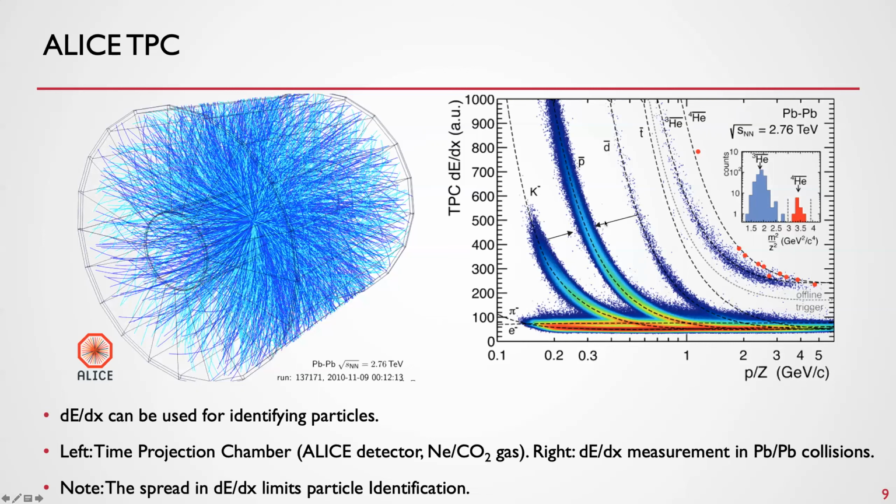The spread in the populations, that's indicated by the arrows, that's what limits the particle identification. If this is a narrow and precise measurement that is, for example, not subject to Landau fluctuations, then we can carry out the separation up to high energies. If it is wide, then the resolution degrades. Okay, that's how time projection chambers work.